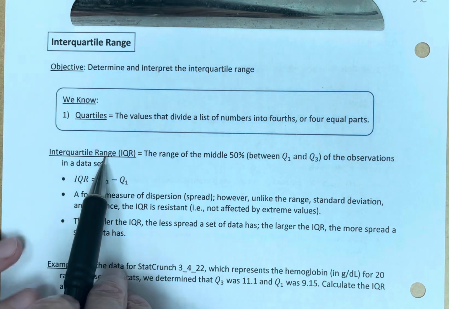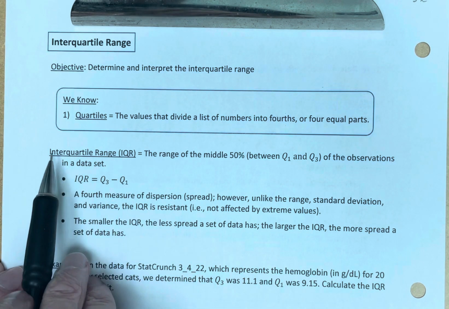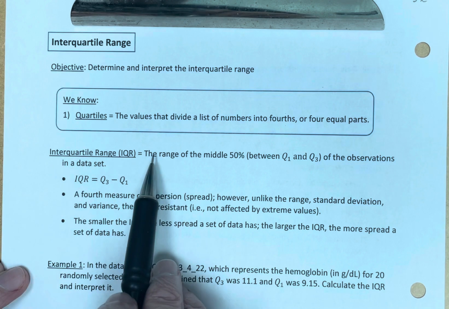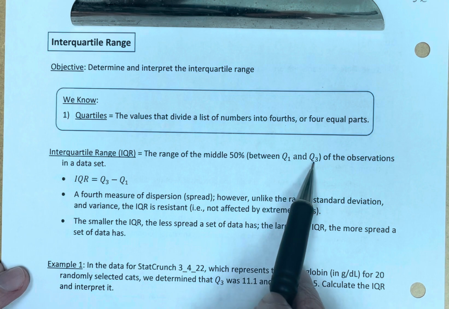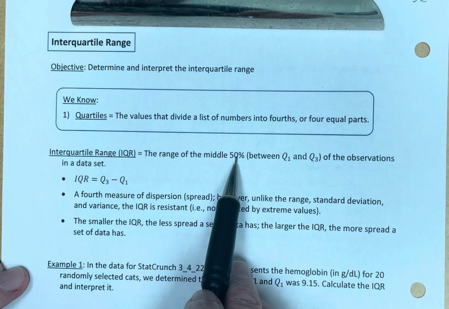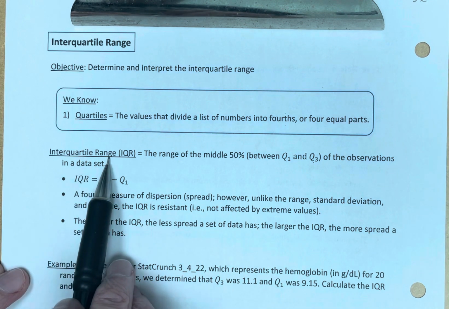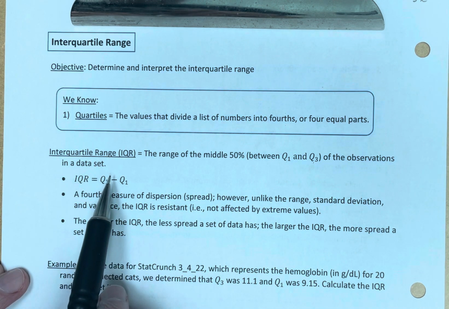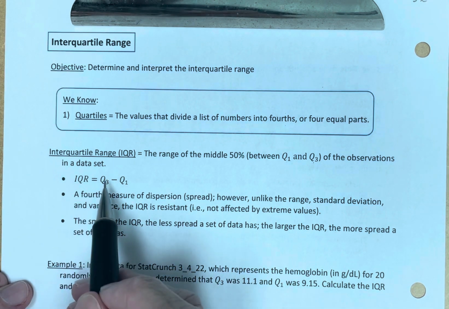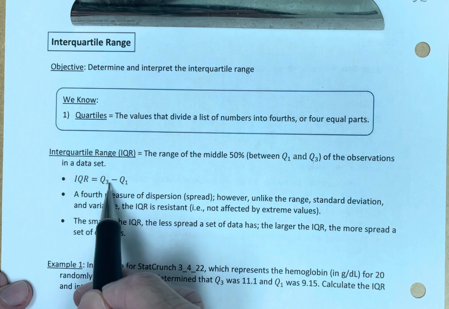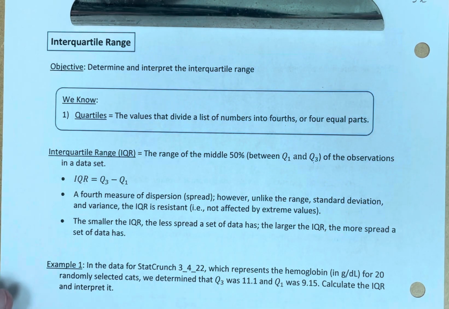So what is the interquartile range, abbreviated IQR? Well, inter, between quartile: the range of the middle, between quartile 1 and quartile 3, the middle 50% of the observations in a data set. So the interquartile range is the middle 50% of the data set. How do we calculate it? Well, we simply subtract quartile 1 from quartile 3, and that is the interquartile range.